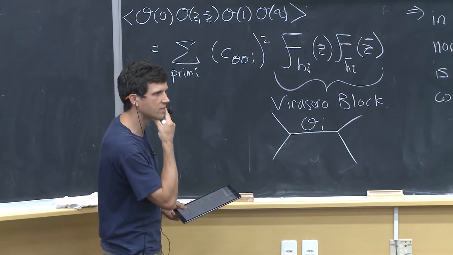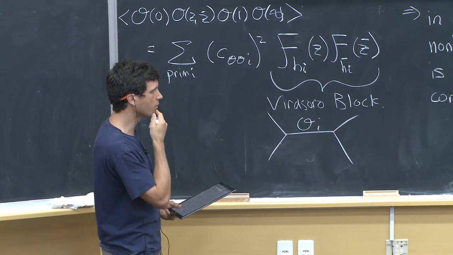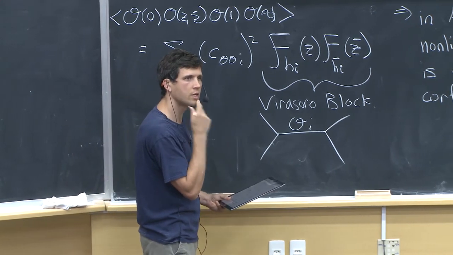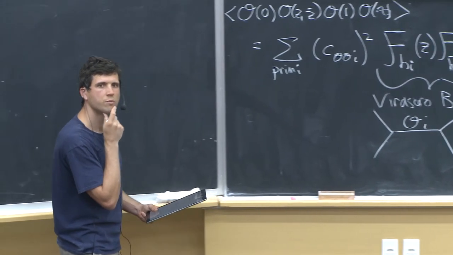So this was basically seen in a different language by Brown and Henneaux, but a more modern way of doing it is to think about the Brown-York stress tensor in AdS3, and it has exactly the right transformation properties. Other questions?